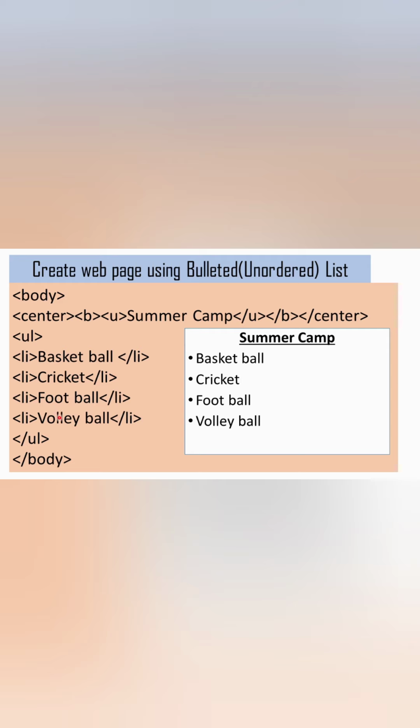So I have listed out all the items in this unordered list. Then I have to close the unordered list, then close the body, then you have to close the HTML tag also. Right? So if you are creating the notepad program like this, your web page content will be like this.